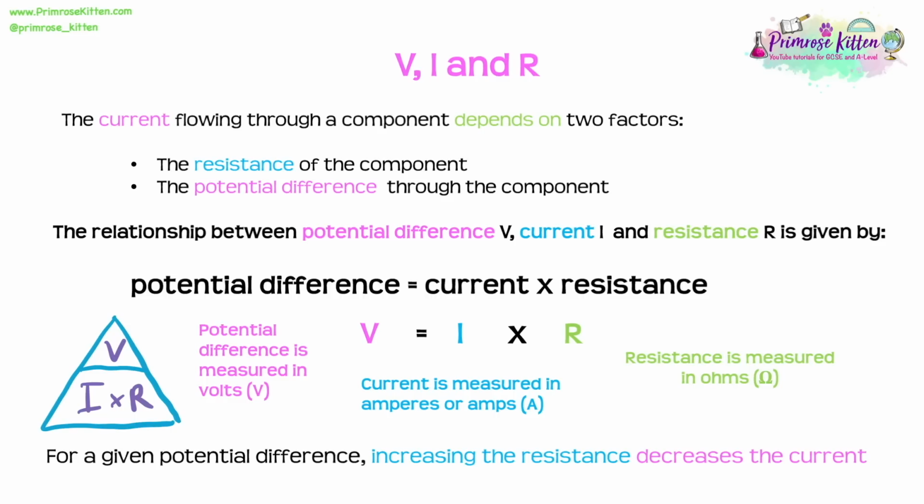Now, for a given potential difference, we need to know that if we increase the resistance, we're going to decrease the current. That's because if we increase the resistance, it's harder for that current to flow. It's a bit like making a pipe narrower. And so that means less current, less of this charge is going to be able to flow through the circuit. A bit like water flowing through a narrower pipe.